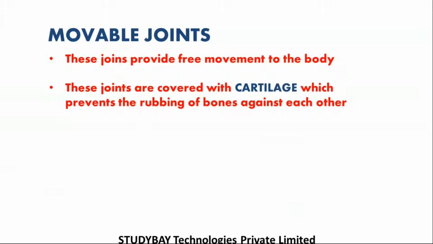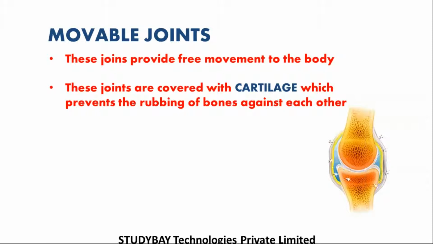Then we have movable joints. These are the joints which provide free movement to the body, and these are covered with something called cartilage, which is actually a fluid here, and this prevents the rubbing of bones against each other. Right? You might have seen cases of arthritis in your grandparents and some old people. It's because the fluid over here, which is present in the cartilage at a young age, starts missing. And so, if the bones rub each other, it causes great pain.